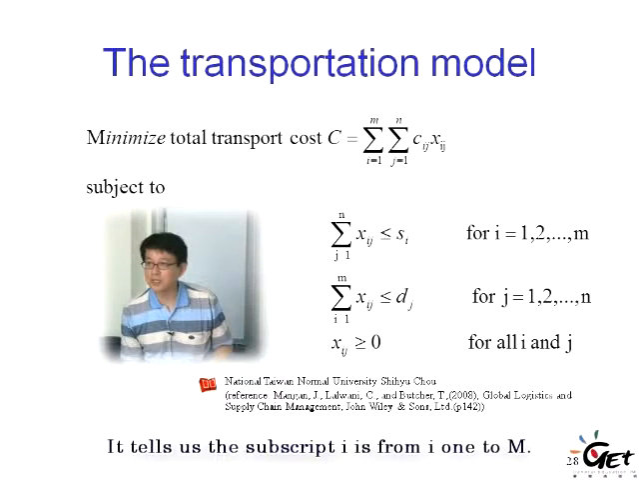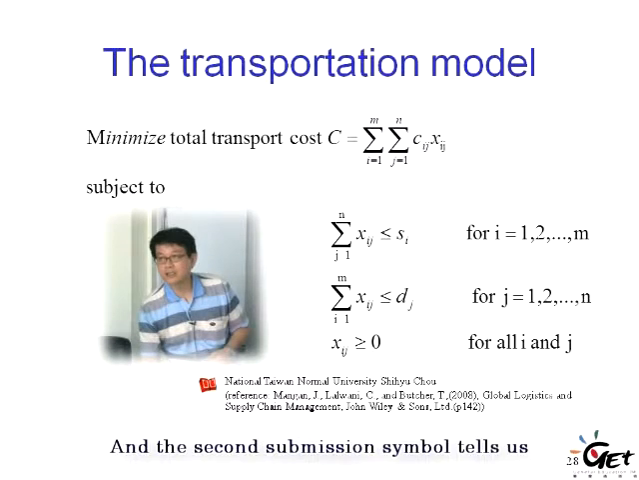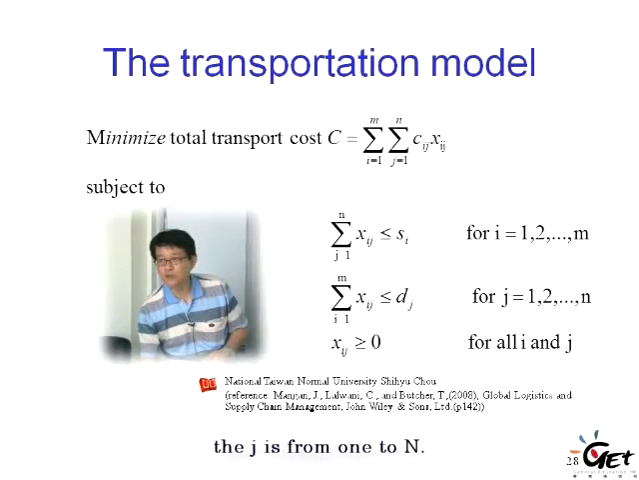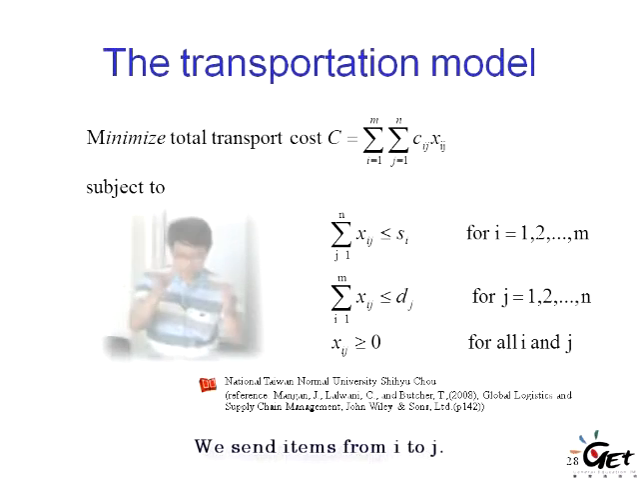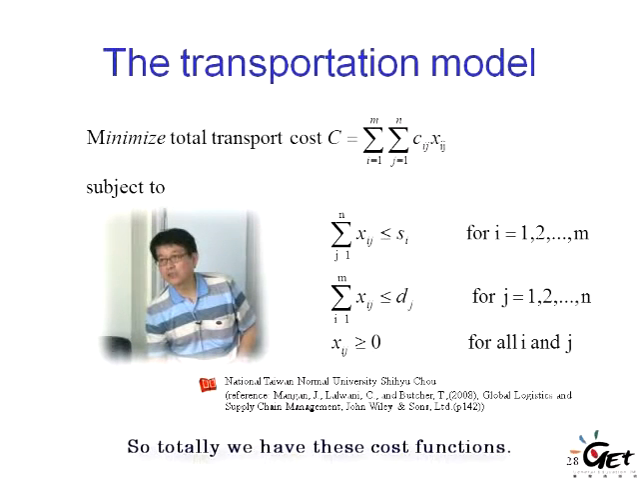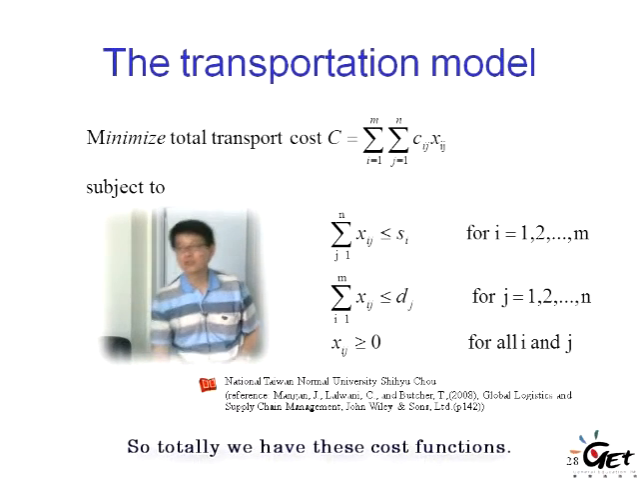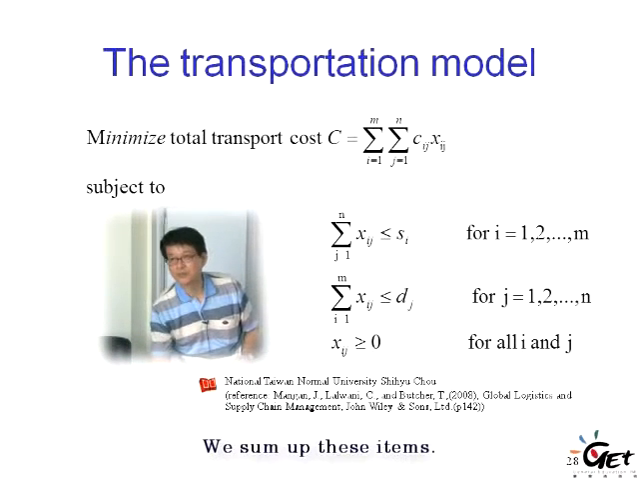It tells us the subscript i is from 1 to n. We have n centers, n suppliers. And the second summation symbol tells us j is from 1 to n. So we have n retailers or n destinations. We send items from i to j. So this is the cost function, where we sum up these individual items.